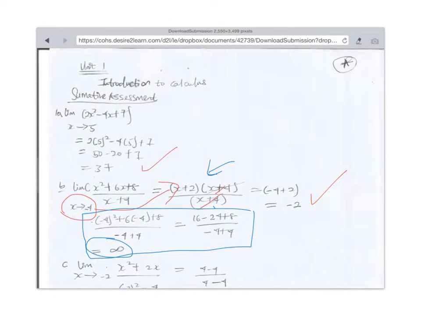So we can remove that problem by factoring and crossing out these two factors, and then we end up finding a limit at the value x equals minus 4. So that's a case of a removable discontinuity. Sometimes they're not always removable. Let's have a look at the next one.